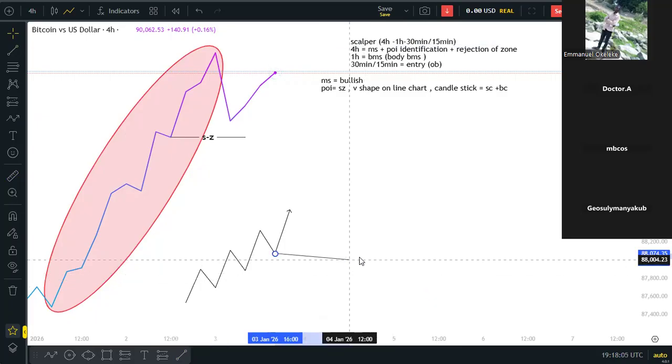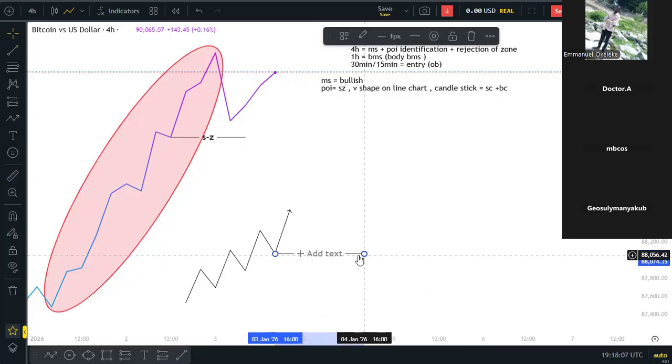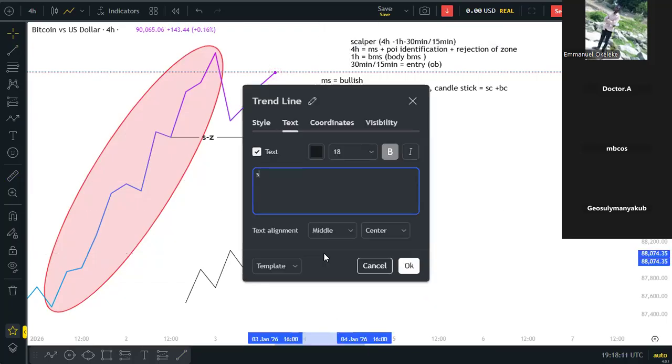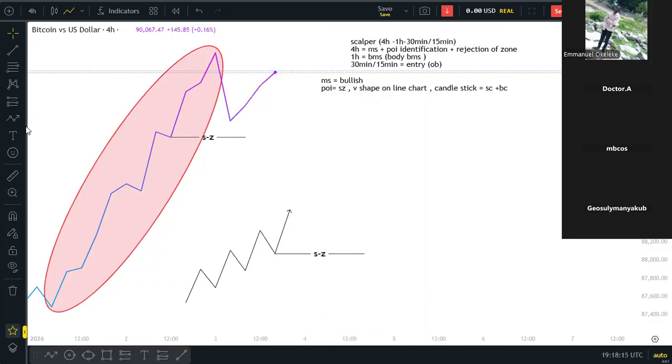Let me see this one. Okay, good. So now here's a support zone. If you continue marking zones like this, you tend to have multiple support zones in the market. So remember on your 4-hour, you're looking for market structure, POI identification, plus rejection of zone. So we have been able to identify one support zone.